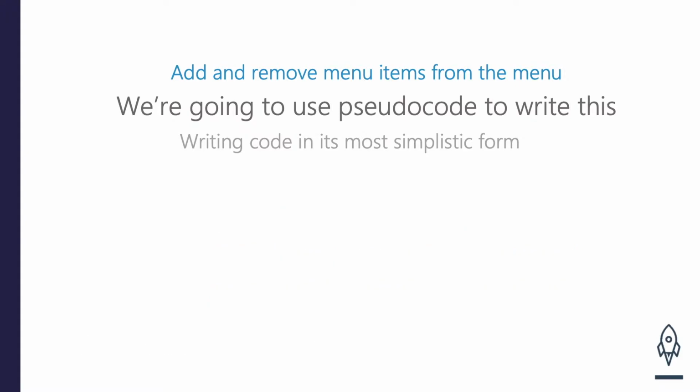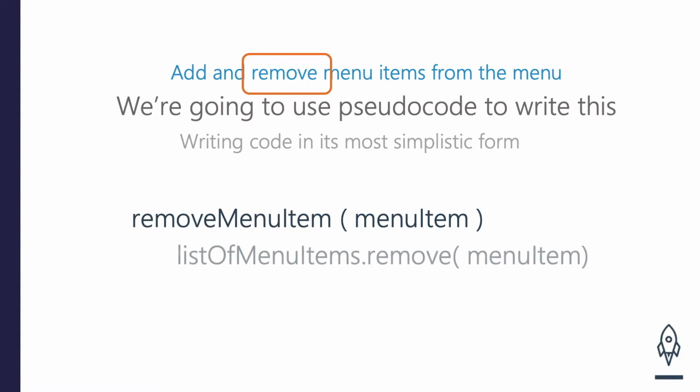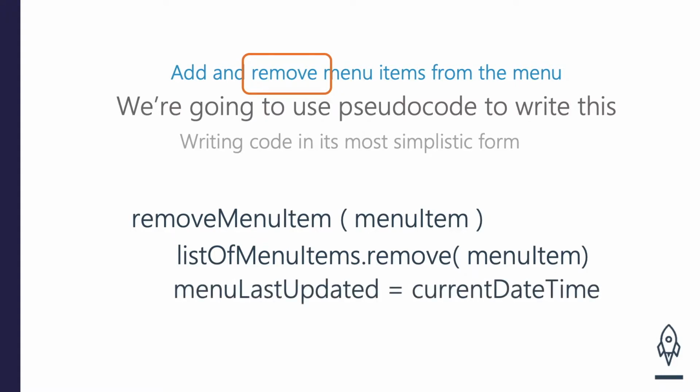The next thing we need to do is write a method to remove menu items from our menu. In that case, I'm going to do just like I did before, and create the method remove menu item that takes in the menu item to remove. I need to remove it from that list of menu items, so my next line of pseudocode would be list of menu items dot remove, and then that menu item. Once again, we're updating our menu here, so we need to update that last updated property with the current date and time that we did this at. Finally, just like the last method, we're going to add this to our menu class when we're finished.